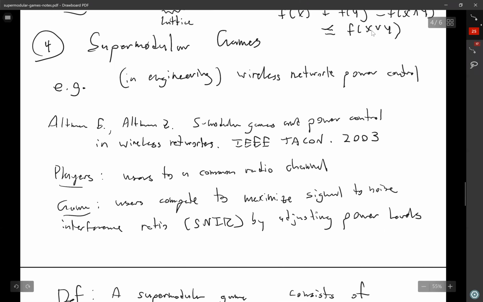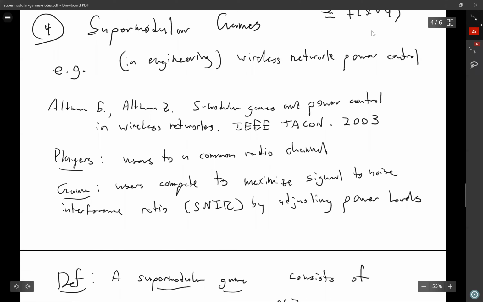And there's a paper right here that appeared in 2003 in the IEEE Transactions on Automatic Control. And the idea in this game is that the users, the players of the game, are users that want to use a common radio channel. And the game is to compete with the other users in order to maximize the signal to noise interference ratio. That is, to avoid interference with other users.